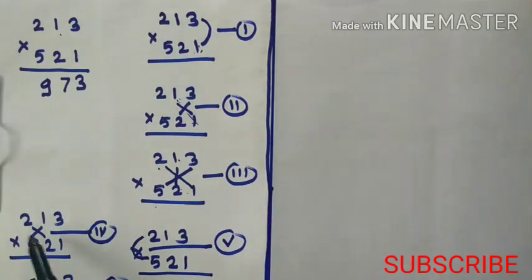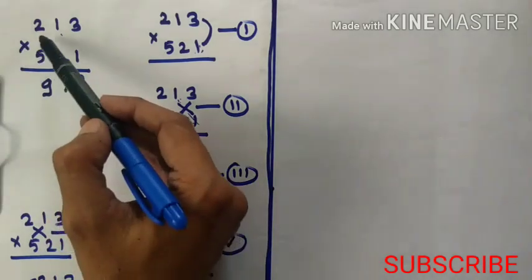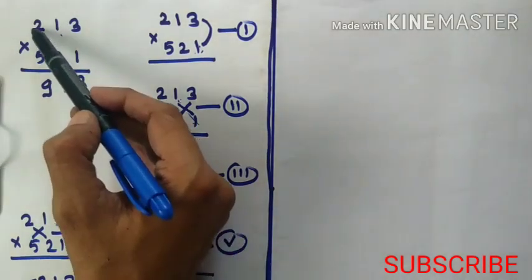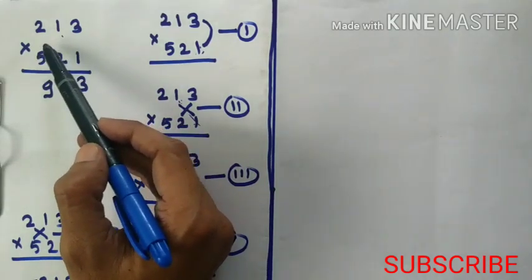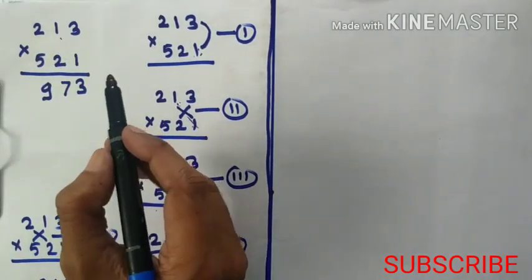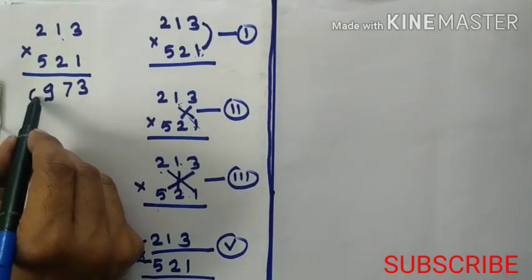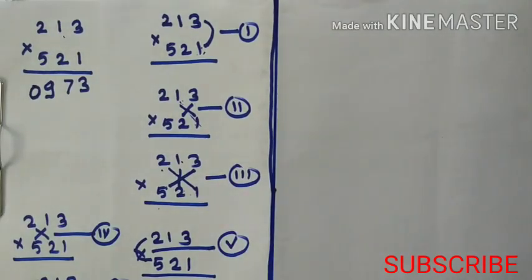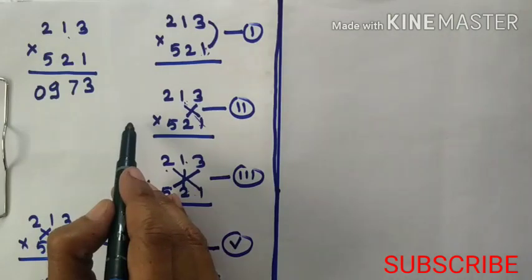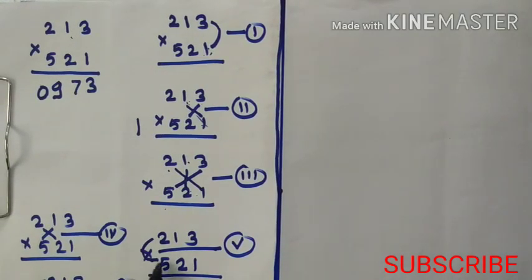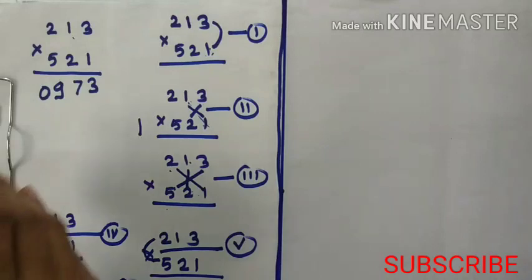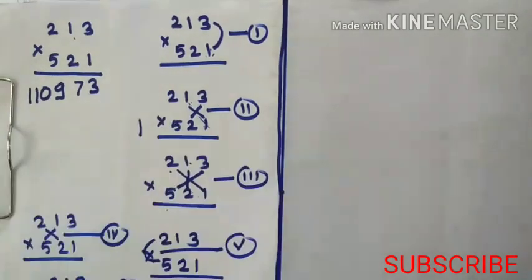Now, fourth. Product of these two, 2 1s are 2 and 5 1s are 5. Product of these two, 2 2s are 4. 2 2s are 4 and 5 1s are 5. 5 plus 4, 9, and carry 1, 10. Write 0, carry 1. Now last step is the product of these two. 10 plus this carry 1, 11. This is our answer.